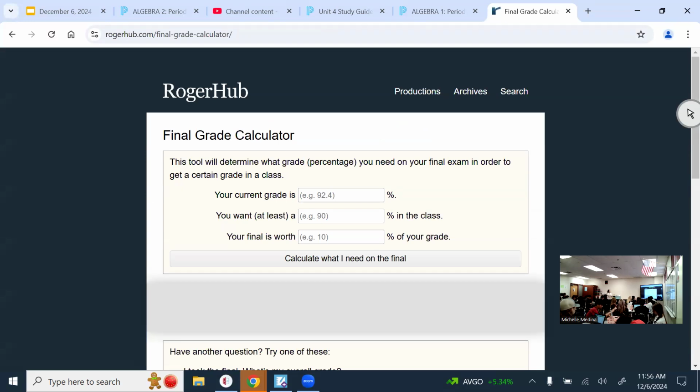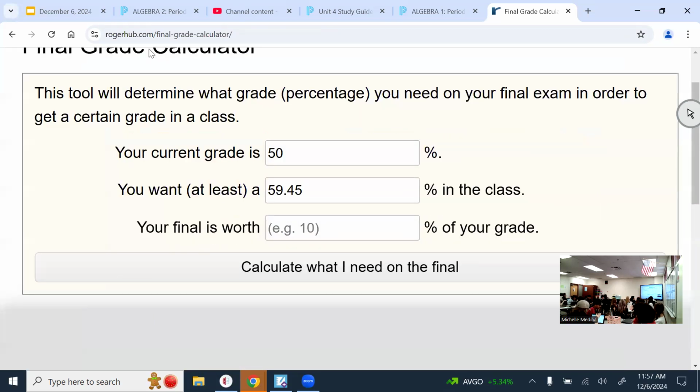Whatever your current grade is, let's say it's 50%. And you would want a 60% to pass. Really, a 59.45 is rounding automatically to a D. This is the minimum score you could get to pass. A 59.45 will round up to a 60%, according to Infinite Campus.